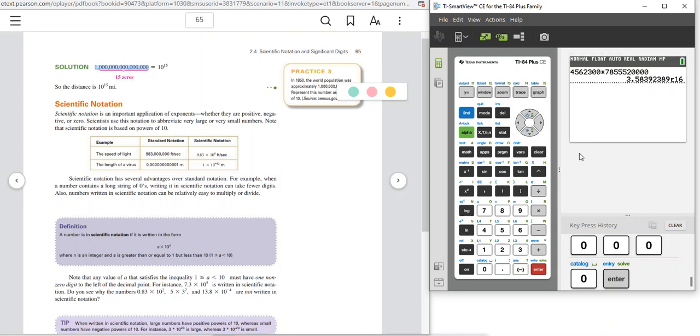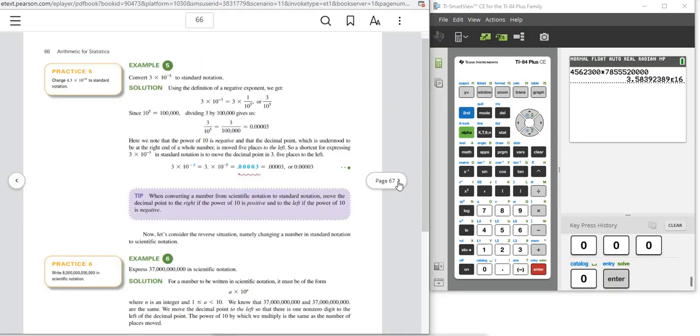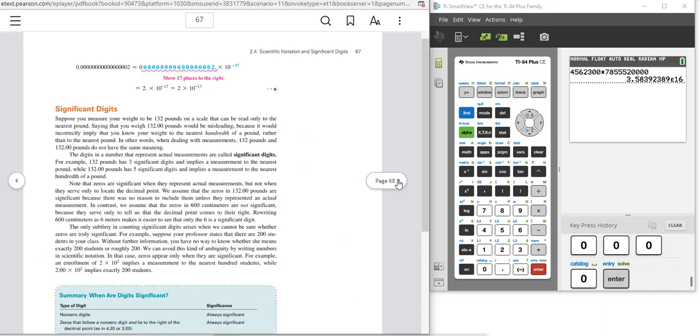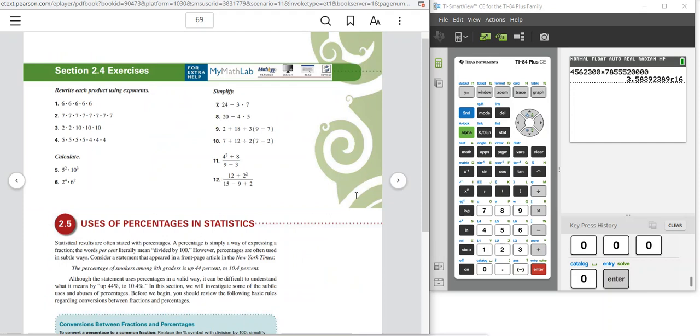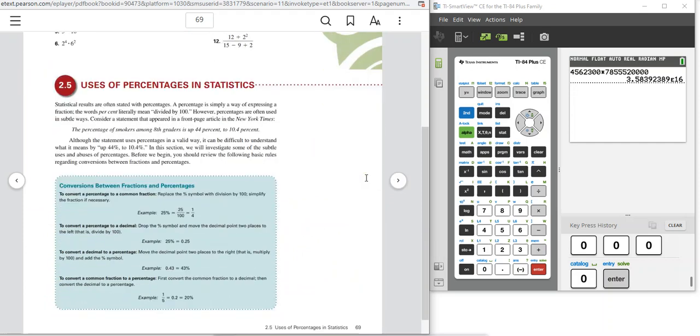So again, you can work with significant digits. It depends on what you're using, but we do use that function in statistics. We will see this e in statistics, so we've got to understand what that means. And really, there's not much else in the chapter for you to go through and look at. We have really using percentages in statistics as the last section here.